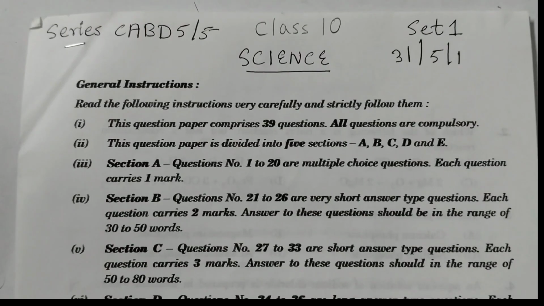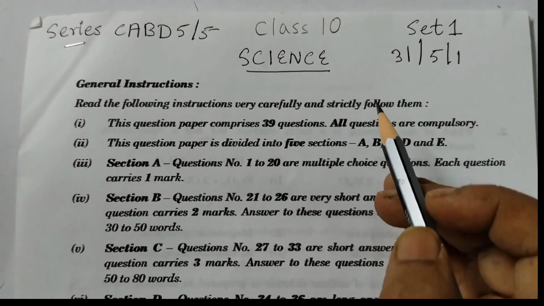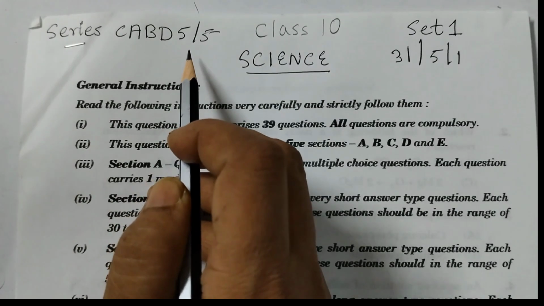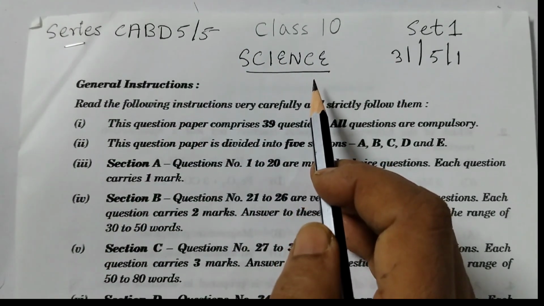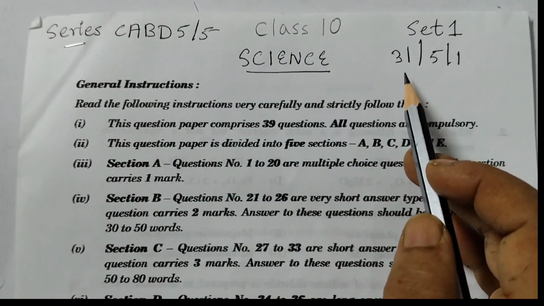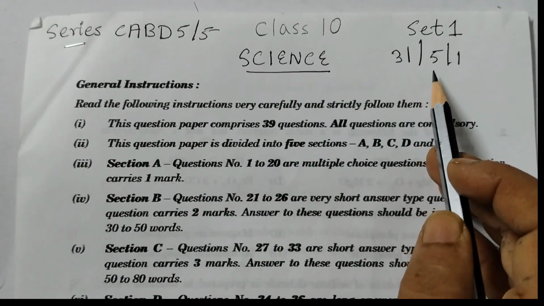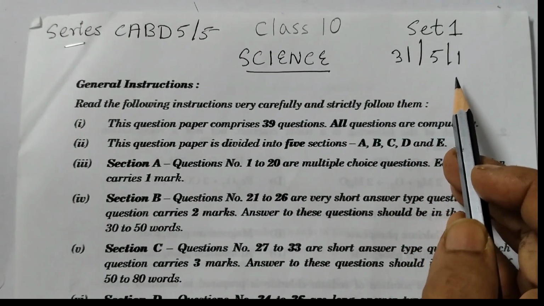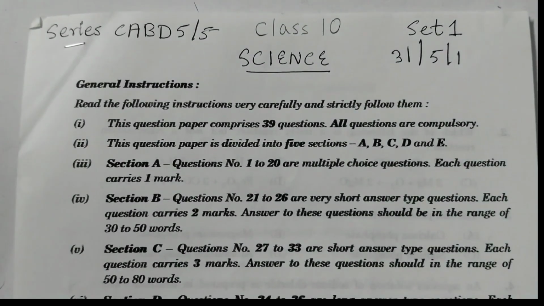Today we shall be solving previous year question paper, and that is series CABD 5/5. This is for class 10th science set 1 and the QB code is 31/5/1. This is the third paper that we are solving. Previously we have done two more papers and we have done the MCQs of those papers. So now let's get started with this one.